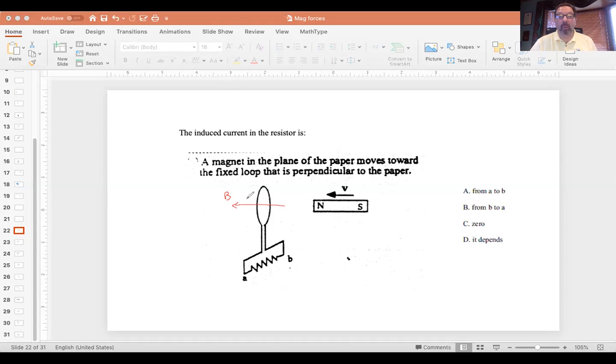Okay, so that's the first step. North pole moving that way creates a magnetic field, which is getting bigger in that direction. Opposing it, the induced magnetic field is in the opposite direction. In order to get a magnetic field that way, current has to go this way around that loop. And if it goes that way, current must move from A to B. So that must be my answer. All right, moving on.